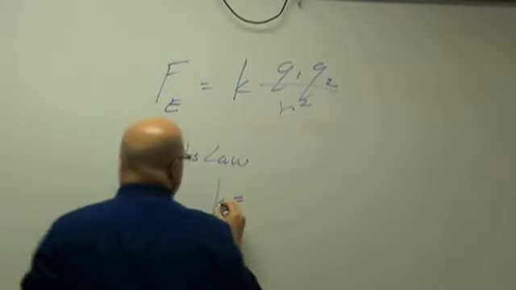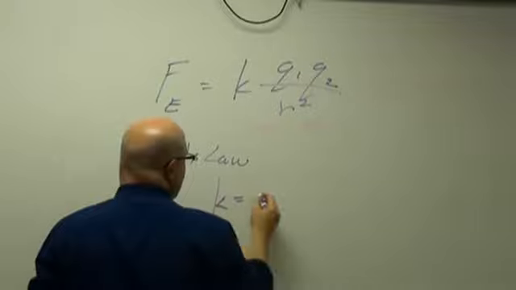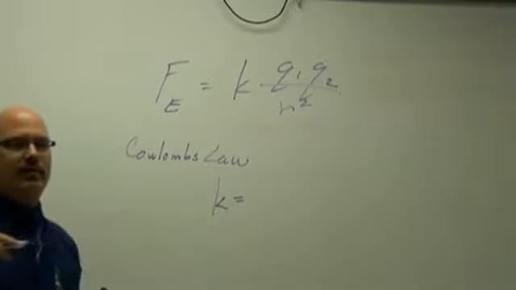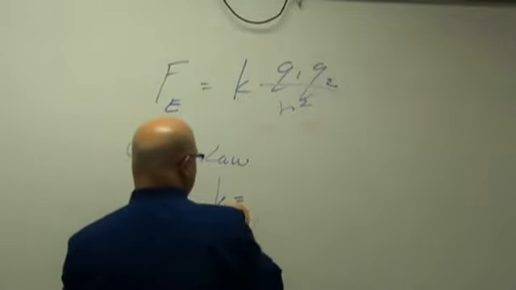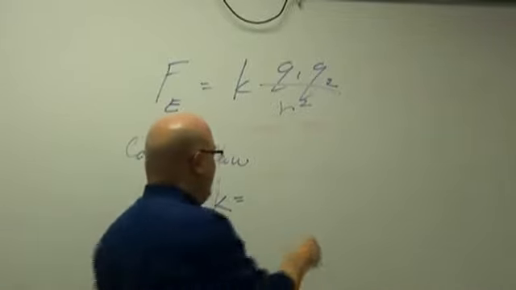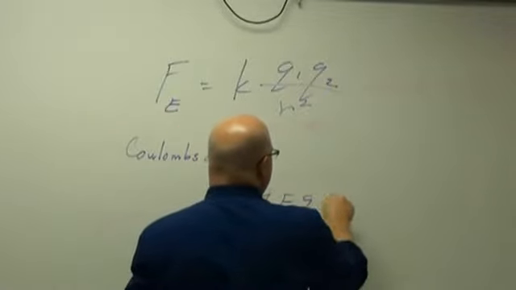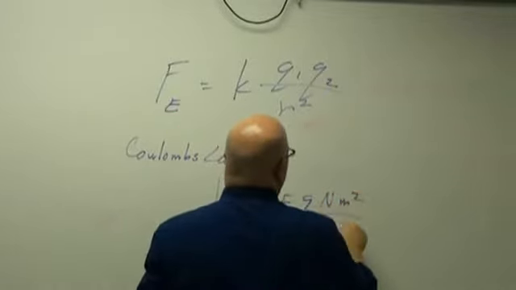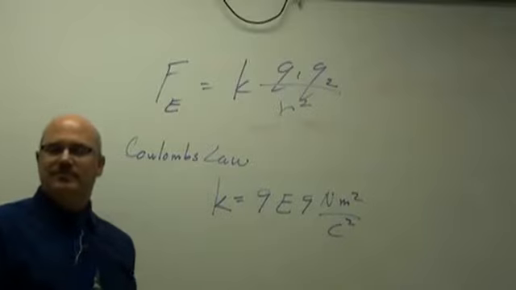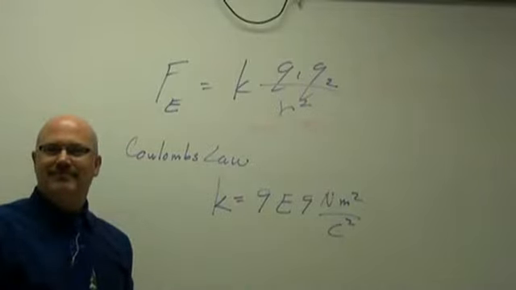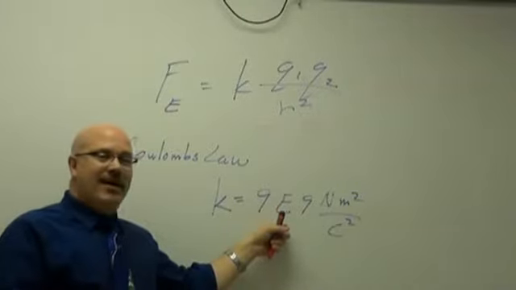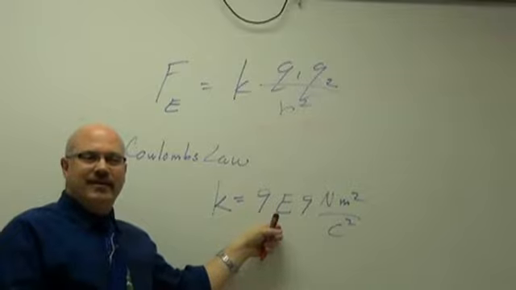All right, look it up. What's our constant K? I told them to look it up for me. It's 9E9 Newton meters squared per Coulomb squared, or approximately similar. Nice, easy one to remember.